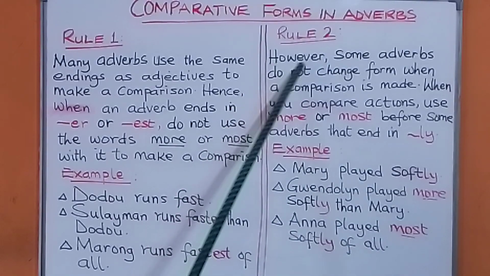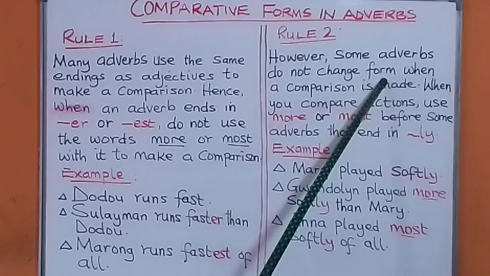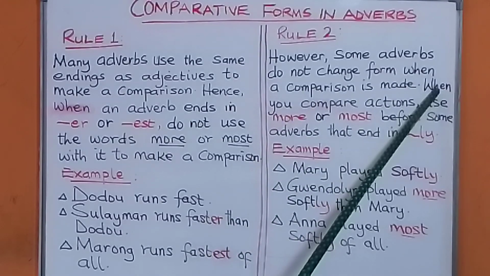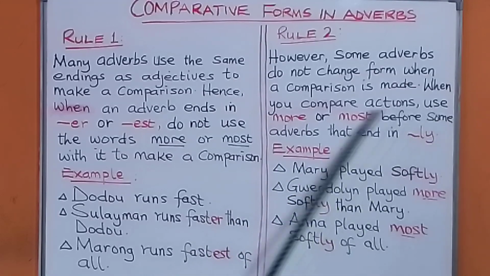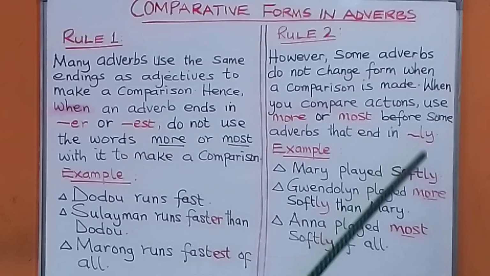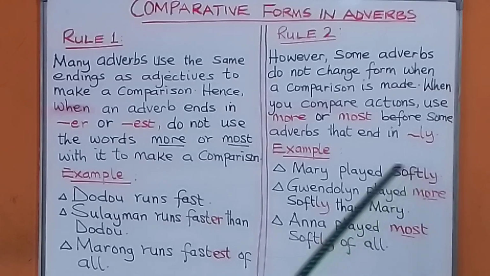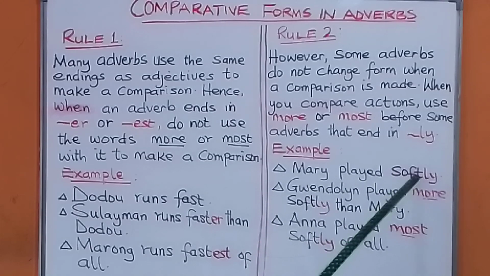However, in rule 2, some adverbs do not change. You cannot change the adverb when a comparison is made. When you compare actions, use more or most before some adverbs that end in ly. Look at the word softly. Mary played softly. Since softly ends in ly, you don't change it. You only add more before it. Gwendolyn played more softly than Mary. And then Anna played most softly of all. So that is that in using comparative forms in adverbs.